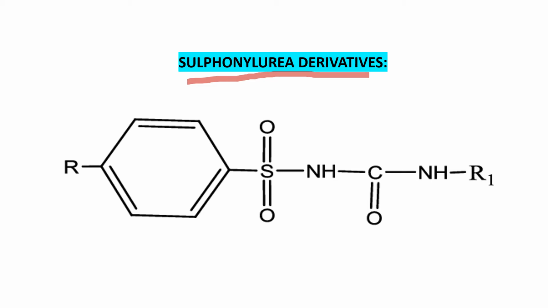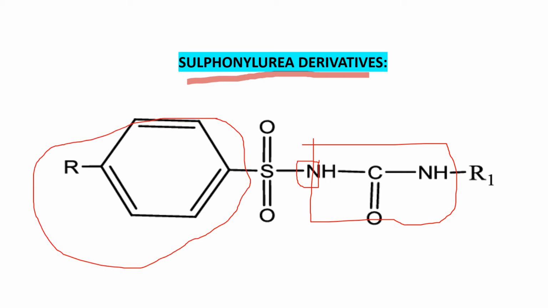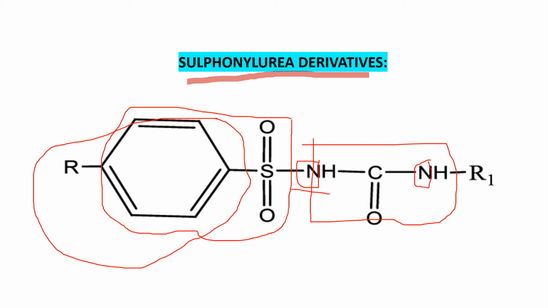Sulfonylurea, what is it? It is a urea derivative in which to one of the nitrogen, means at this nitrogen, an aryl group is present, that is aryl sulfonyl group. This is your aryl. Aryl means phenyl, benzene. These are known as aryl groups. It gets attached to one of the nitrogen, while to the other nitrogen there is an attachment of aliphatic group. This is the basic structure of your sulfonylurea.